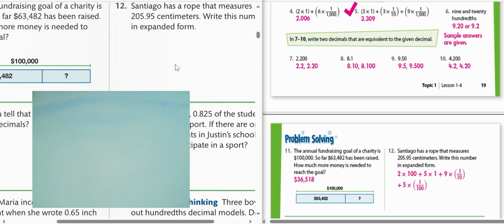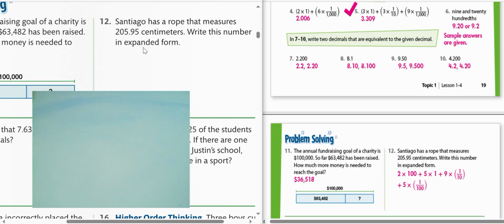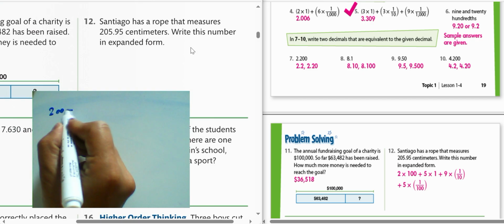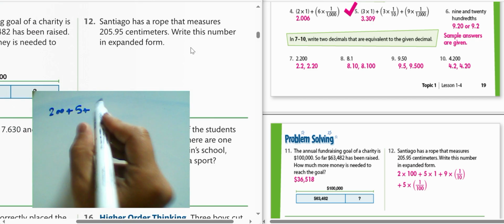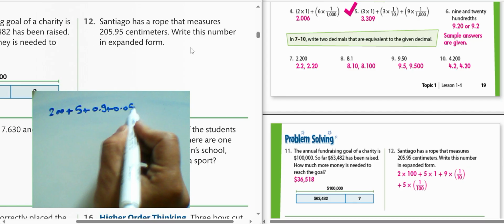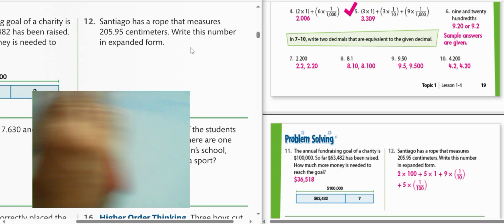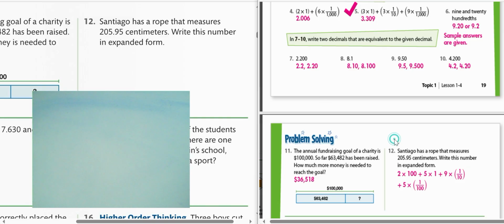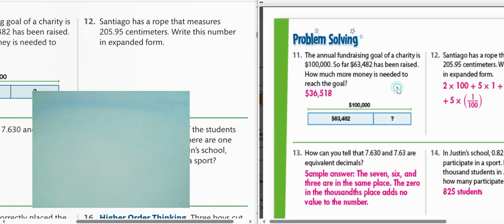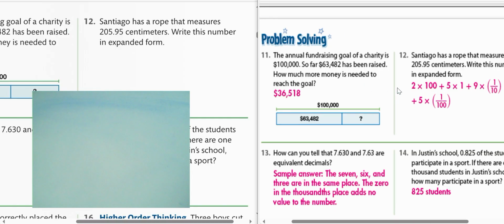Next question, number 14. Santiago has a rope that measures 205.95. Write this number in expanded form. We can write 200 plus 5 plus 9 tenths plus 5 hundredths. We call it expanded form, or you can write the word form.